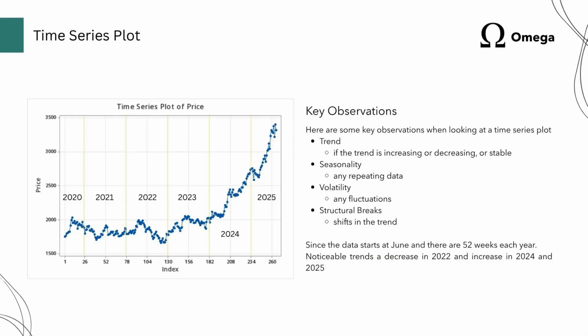For time series plot, here are some key observations when looking at a time series plot. For trend, to see whether the trend is increasing or decreasing, or if it's stable. For seasonality, any repeating data. Volatility, any fluctuations. And structural breaks, if there are any shifts in the trend. Since the data starts at June and there are 52 weeks in each year, there are noticeable trends such as a decrease in 2022 and an increase in 2024 and 2025.